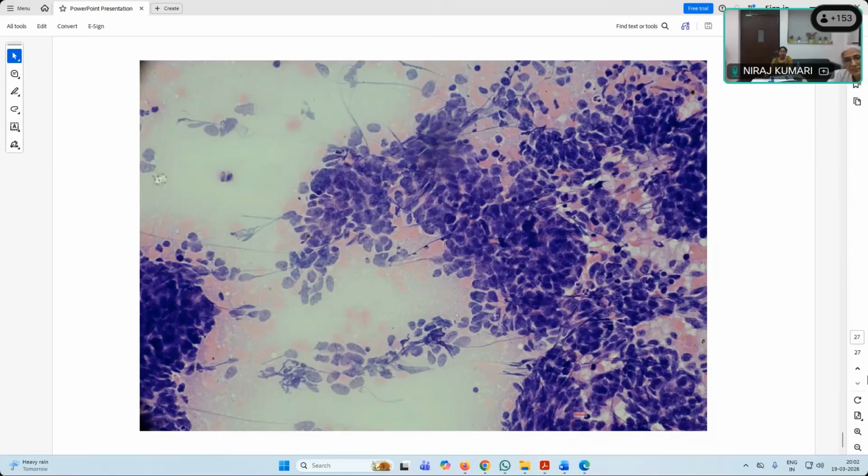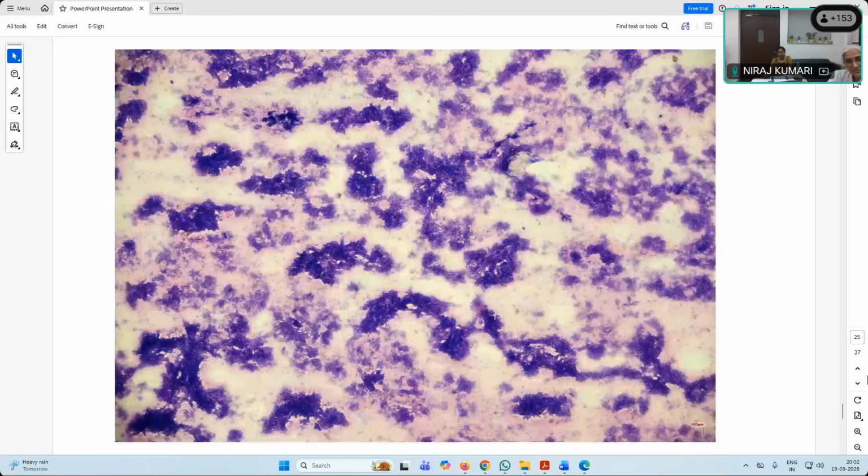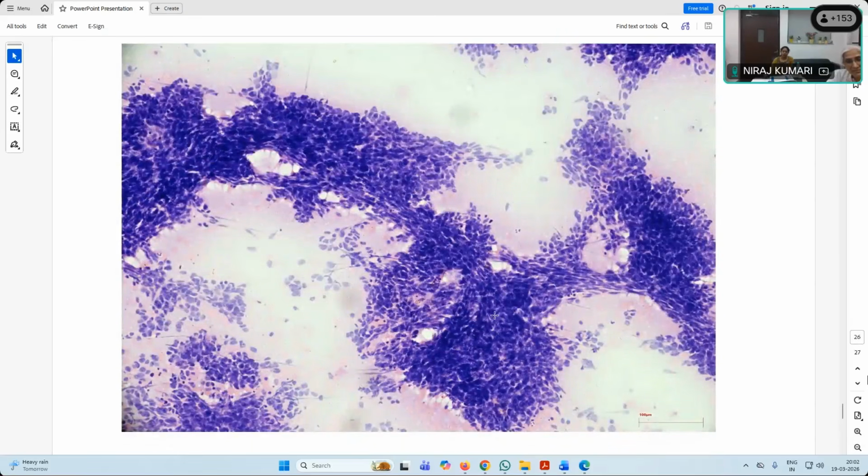You can also do an INSM1 in these cases. INSM1 is a new marker, which is very sensitive and specific also. So you can do an INSM1 in these cases to confirm a diagnosis of small cell neuroendocrine carcinoma. So anything about the mitotic activity in small cell neuroendocrine carcinomas? They have very high mitotic activity. If you see here, you can find some karyorrhexis or mitosis.